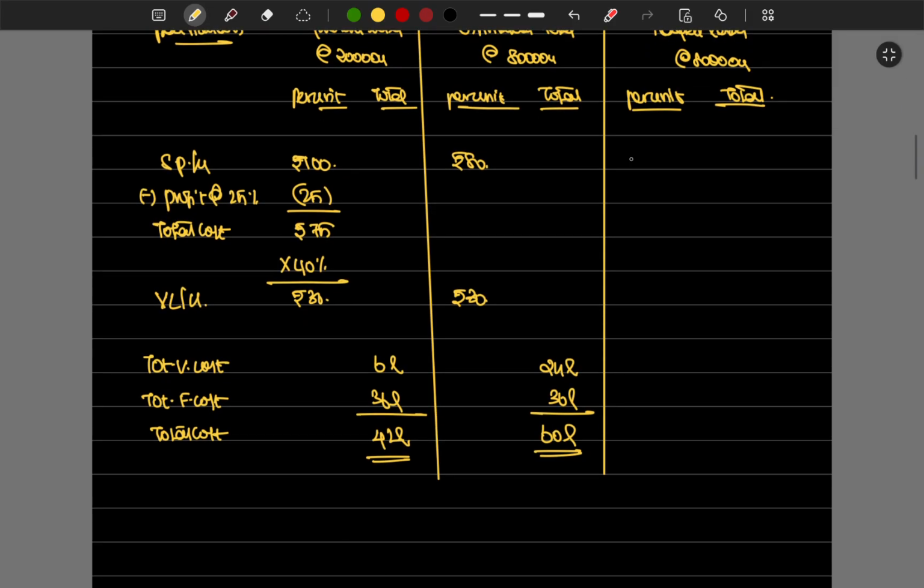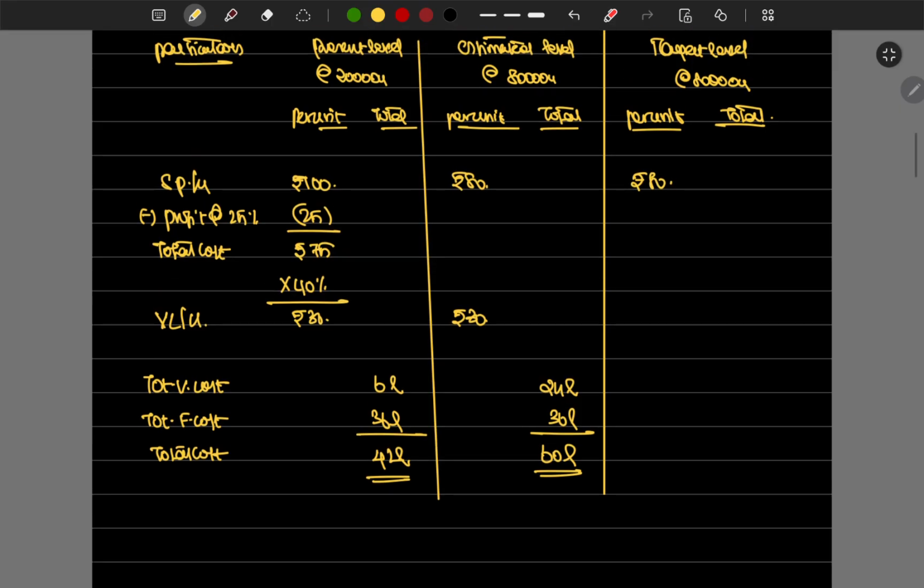And then this is also rupees 80, but the profit is 25 percent. That's our targeted profit, which is rupees 20. Total cost is rupees 60. In this, 40 percent is what?